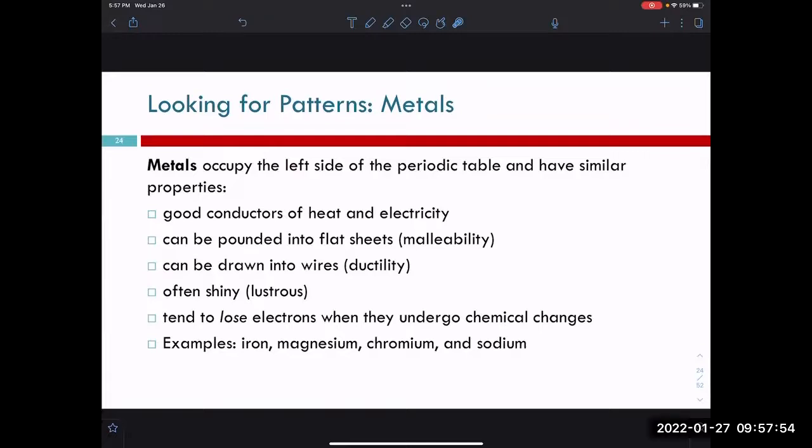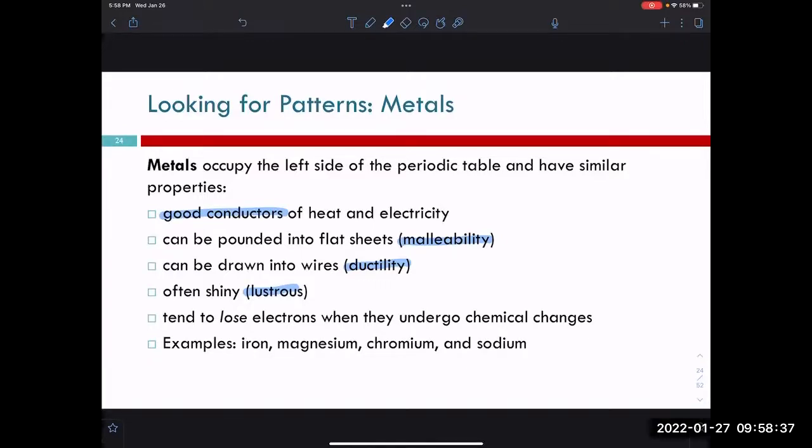So we have metals occupying the left side of the periodic table. They are good conductors of both heat and electricity. They're malleable, so you can pound them into flat sheets. And they are ductile, so you can draw them into wires. If you pull on both ends of a metal, it will stretch into a wire if it doesn't break first. They're also often shiny when they're clean, when it's the pure element metal, right? We talked about how iron can rust, and that's not shiny. But the elemental metals are shiny.